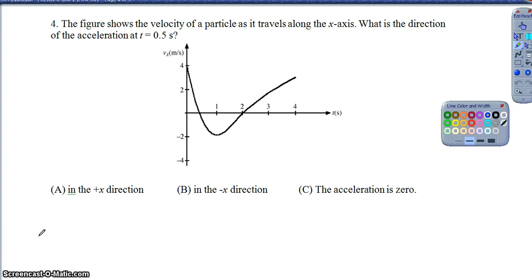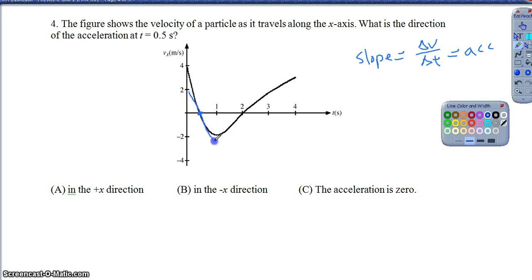Question 4 here hopefully is a pretty basic one. They give us a velocity versus time graph, and they ask us what is the direction of the acceleration at t equals 0.5 seconds. So here at about 0.5 seconds, somewhere right about here, I'm curious what is the direction of the acceleration. Well, because it's a velocity versus time graph, the slope would be change in velocity over change in time, which just so happens to be my acceleration. So all I really have to do is figure out what's the direction of the slope at that location.